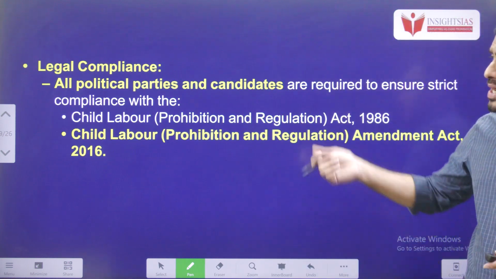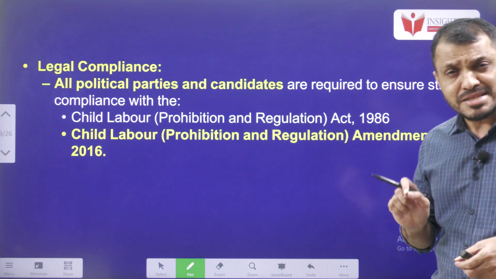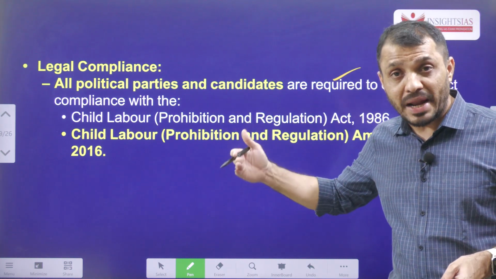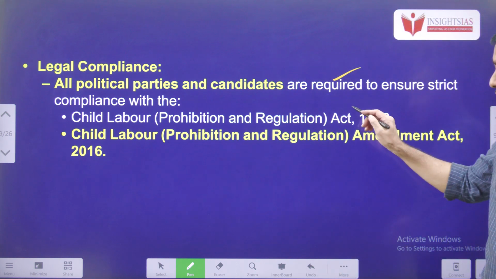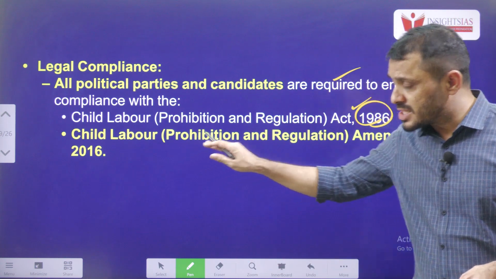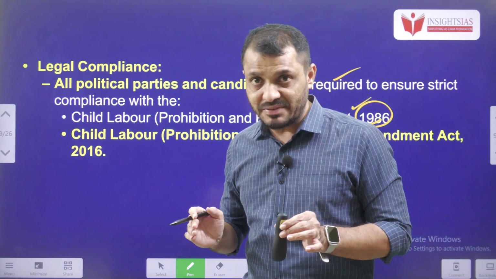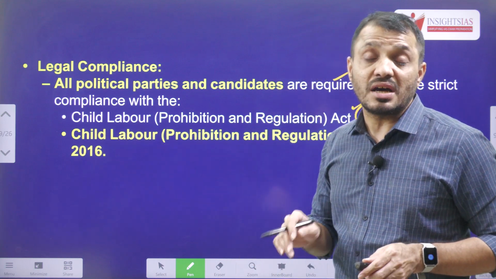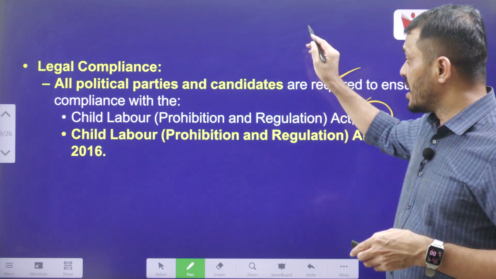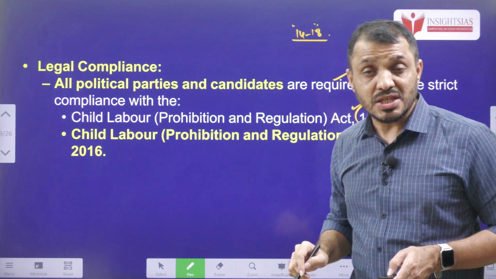Of course, so what are the legal compliances? According to the ECI order, political parties as well as their candidates are required to follow compliance. They have to comply with which law? The Child Labour Prohibition and Regulation Act 1986. Of course, this was amended in 2016. According to this amendment, previously children were allowed to work in non-hazardous activities, but after the amendment, children are not allowed to work even in non-hazardous activities. Even adolescents, that is between 14 and 18, should not be allowed to work in dangerous hazardous activities as well.